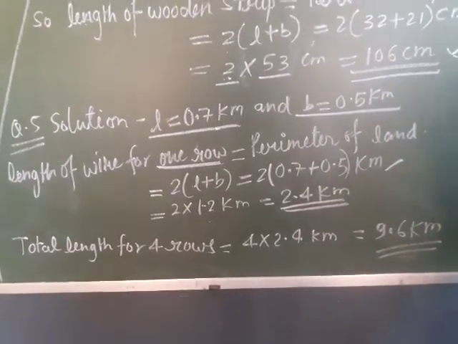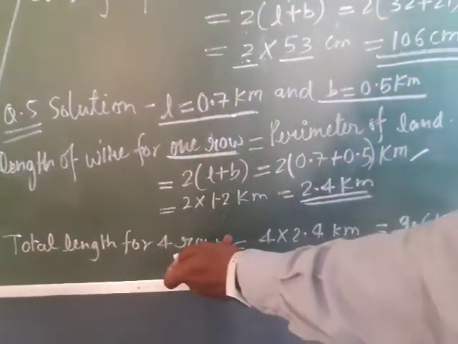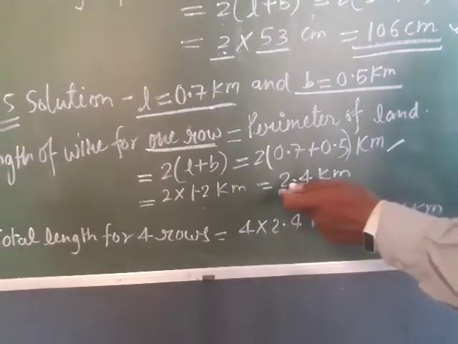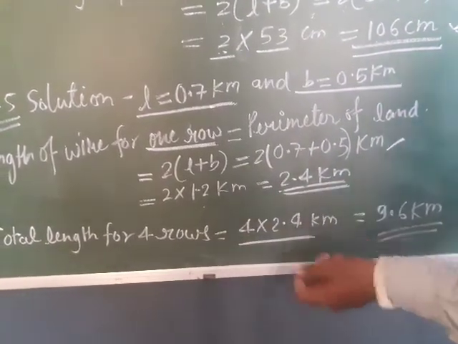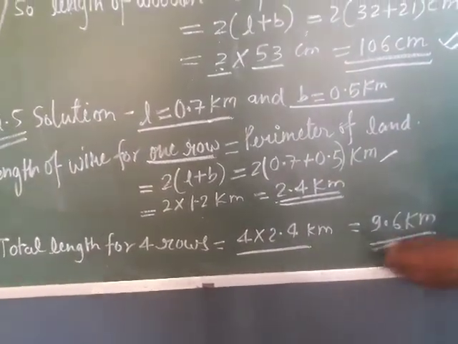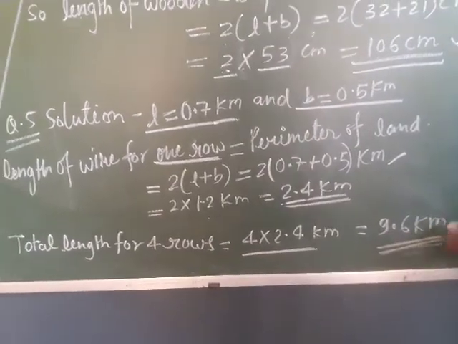Now the total length for 4 rounds, that means 4 rows, is 2.4 multiplied with 4. Then the total length of the wire will be 9.6 kilometers.